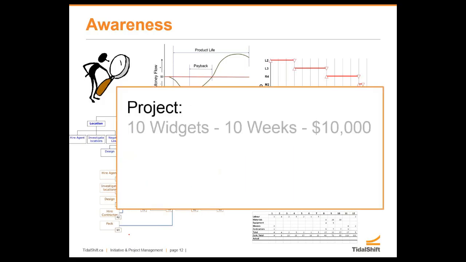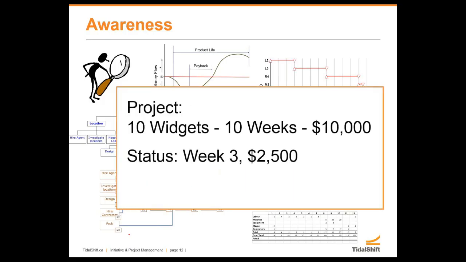So I'm going to present you a real quick little scenario for those of you who have been on previous webinars, especially the Earned Value Management one. You might recognize this. So here's our project. We're going to build 10 widgets, 10 weeks, $10,000. Our status is week 3, $2,500. Now, if we assume a linear flow, we're looking at one widget per week, $1,000 a widget. So week 3, we're thinking, okay, $3,000, $2,500. I'm actually in good shape here, right? I'm under budget. I'm $500 under budget. Life is good.